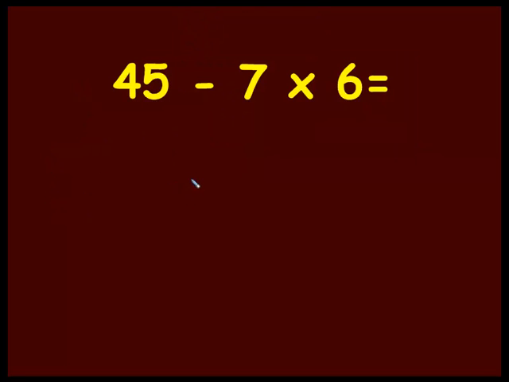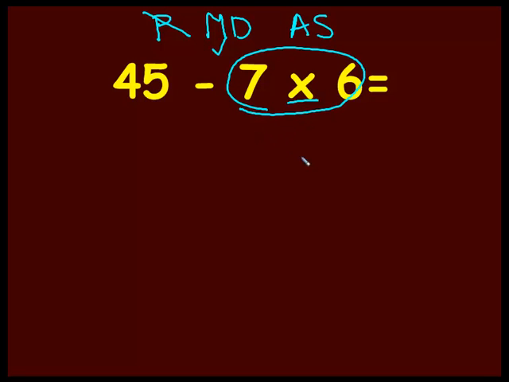Let's look at a problem. We have 45 minus 7 times 6. So I'm going to think about my acronym, and I'm looking for parentheses. There are none. So I'm going to move on to multiplication and division. I do see a multiplication sign. That tells me I have to do that part of the problem first. So I'm going to multiply 7 times 6, which is 42.